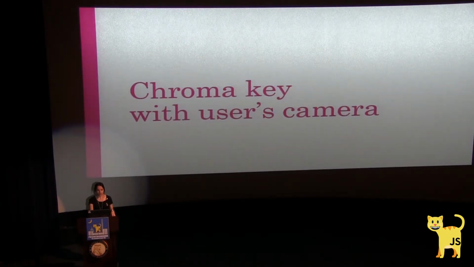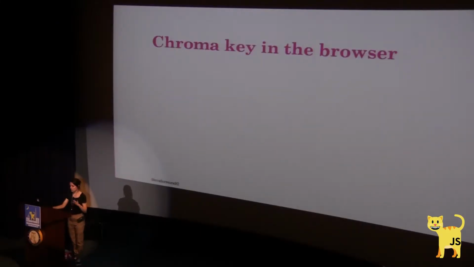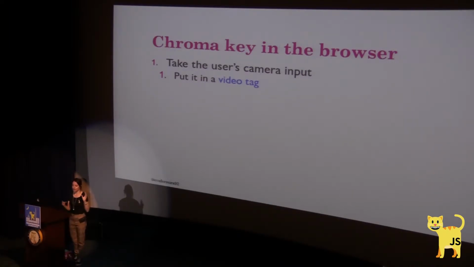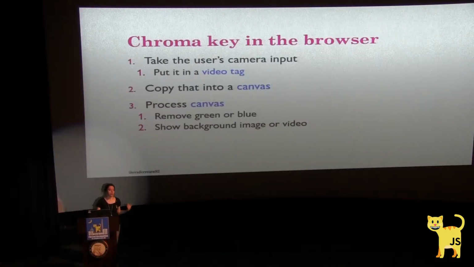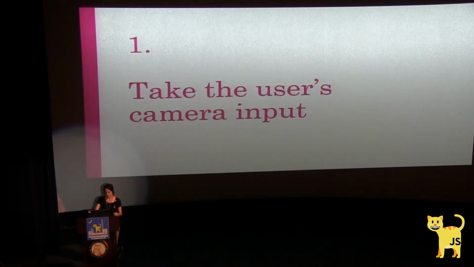So what I want to work on is basically making chroma key with the user's camera, because that's the important part. That's the most interesting part, where we are actually using the browser. So what we are going to do in order to create this is to first take the user's camera input, and then we are going to copy that into a video tag. Once we got it into a video tag, we are going to copy that input, the streaming, into a canvas. And we are going to process that canvas. And when we process a canvas, what we are going to do is actually remove the green or the blue and show a background image or a background video. So that's the first step.